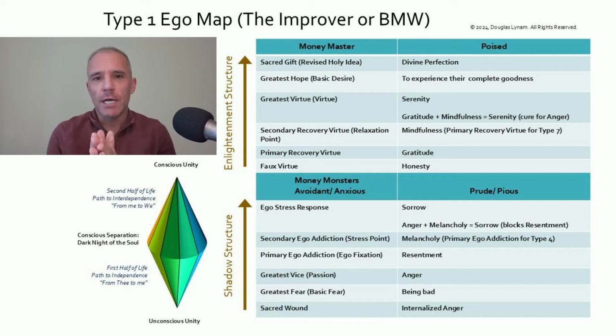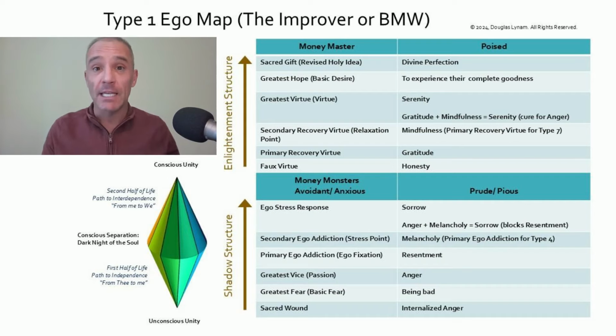So there's another idea I'm going to throw in here. This is a bit of a curveball. It's a new concept. So we're going to start at the bottom of that enlightenment structure with the faux virtue. So the faux virtue is sort of like your spiritual trap door. And it's the thing that feels like a virtue. And for other Enneagram types, it is. But for you, it's a trap.